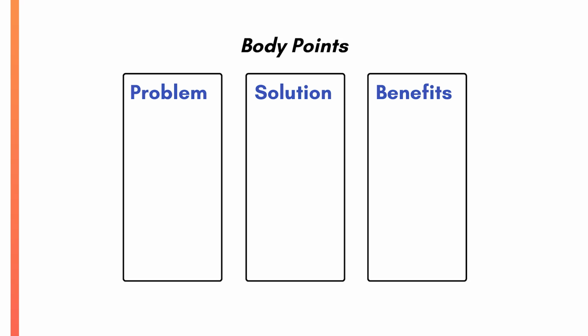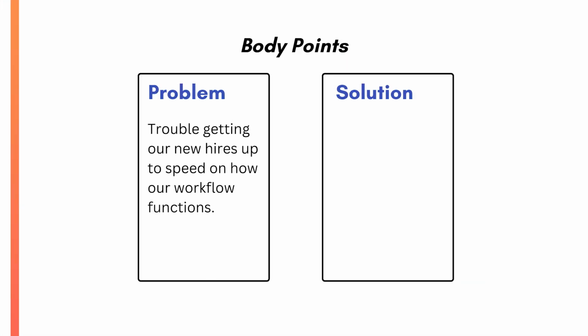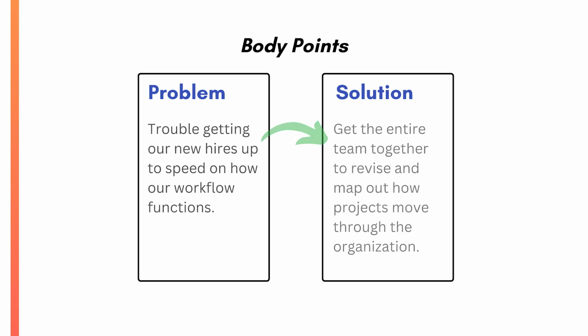For example, I might be talking to some of the decision makers in my company, and I'm explaining a problem. They're having a lot of trouble getting new hires up to speed on how our workflow functions. My recommended solution would be to get the entire team together to revise and map out how projects move through the organization. As this example shows, there may be a lot of good reasons not to dedicate an entire point about the benefits. In this case, one reason to leave off the benefits point is that my listeners may be extremely familiar with the issue and not need the benefits spelled out for them like that.